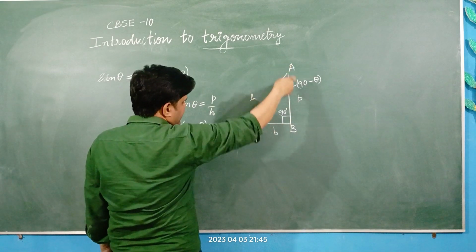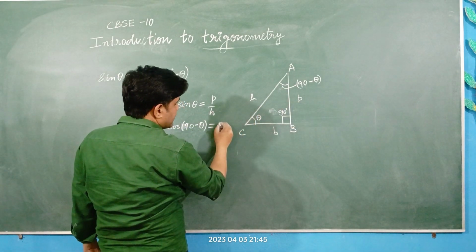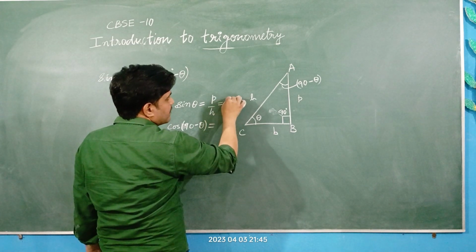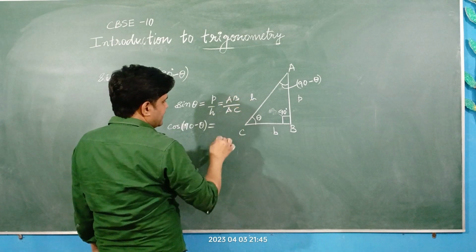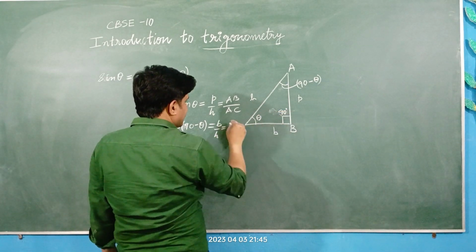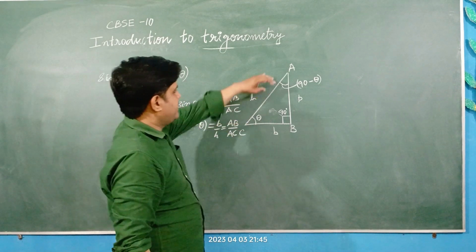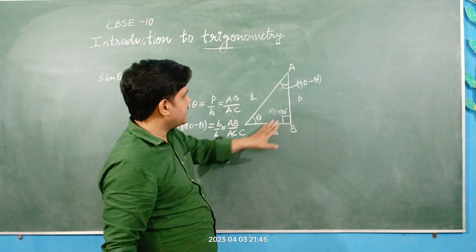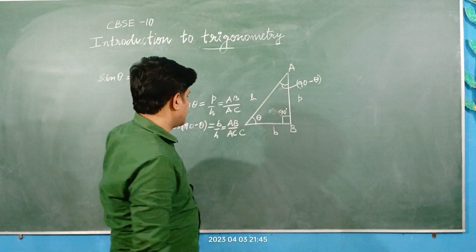So base, or we can also call it adjacent, upon this. Instead of P by H, I should write it in terms of sides. So it's AB upon AC, and here it is B by H. Remember, if I write it in terms of sides, it becomes again AB by AC. Why? Because if it is angle A, the side opposite to it is this. So this becomes the opposite or perpendicular, and this acts as base when the point of observation is at A. So that's the chain you need to remember.